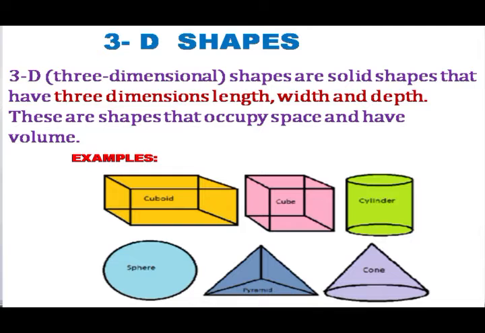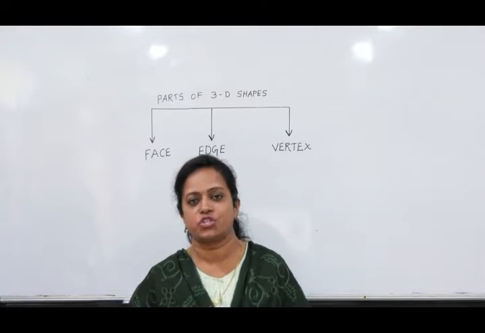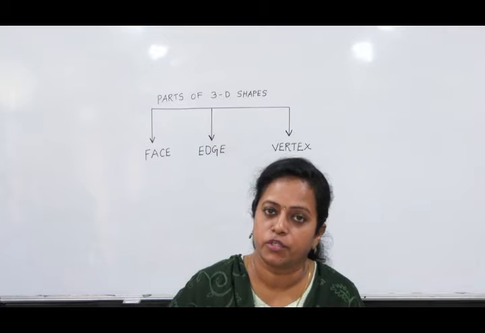So now let us define the 3D shapes. 3D or 3-dimensional shapes are solid shapes that have 3 dimensions, length, width and depth. These shapes that occupy space have volume. Some of the examples of 3-dimensional shapes are cuboid, cube, cylinder, sphere, pyramid, cone.